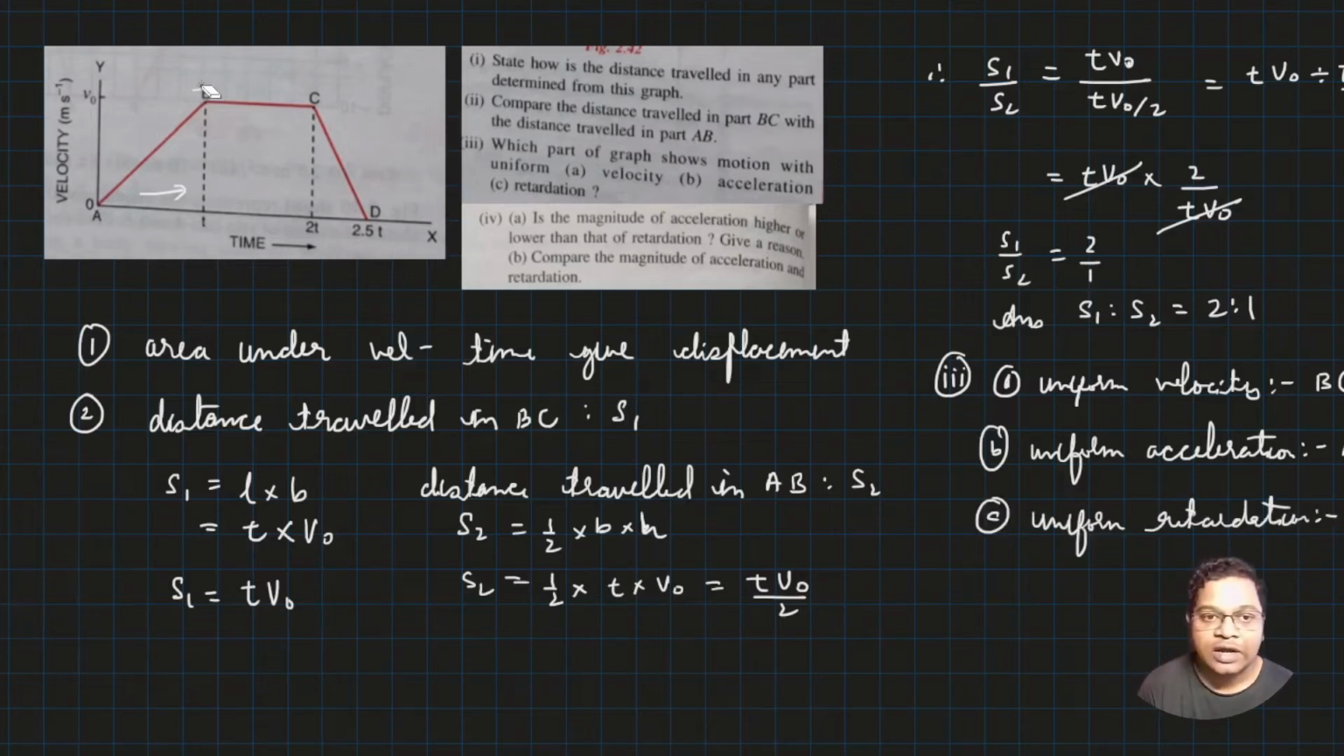Uniform retardation means with time the speed should reduce. So here time is increasing and speed is reducing. The answer is CD. Uniform means it's a straight line, that means with equal intervals of time, the change is also the same throughout. They are asking to calculate the magnitude of acceleration. Now, acceleration in a velocity time graph is calculated by taking the slope.